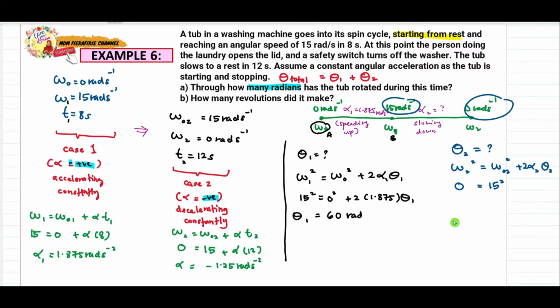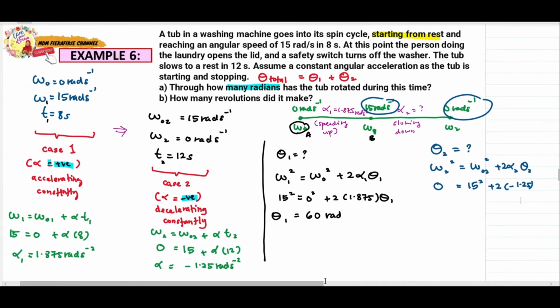15 to 0 radian per second, plus 2 alpha, which we already calculated, don't forget the negative, negative 1.25, times theta 2. I'll move it a bit to here, there's not enough space to write. Okay, so therefore theta 2 after calculation, we substitute all the values correctly, and you will get 90 radian.